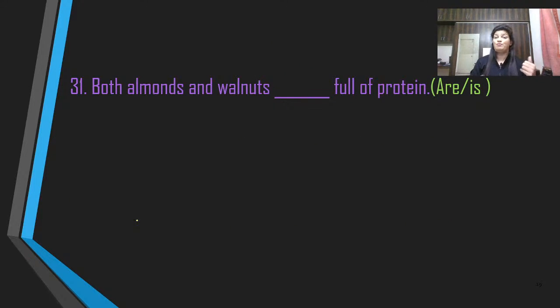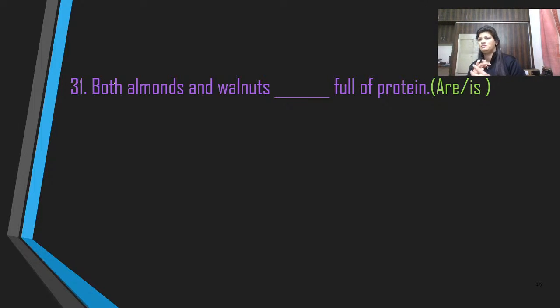Question number 31: both almonds and walnuts. Here I'm going to give you a pronunciation tip, though I have already taught you the pronunciation. This is almonds, the L is mute, and you just say almonds. I have heard people saying it differently. Anyway, having said that, both almonds and walnuts. The answer is, Tanu.